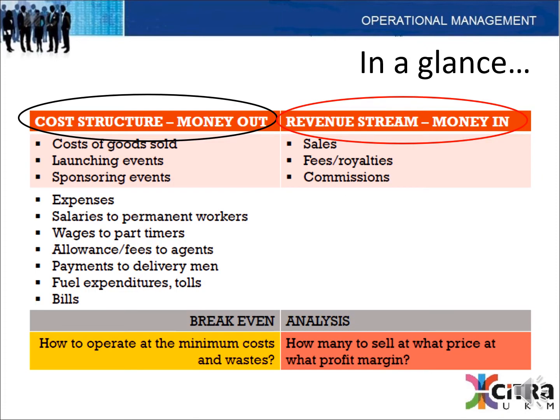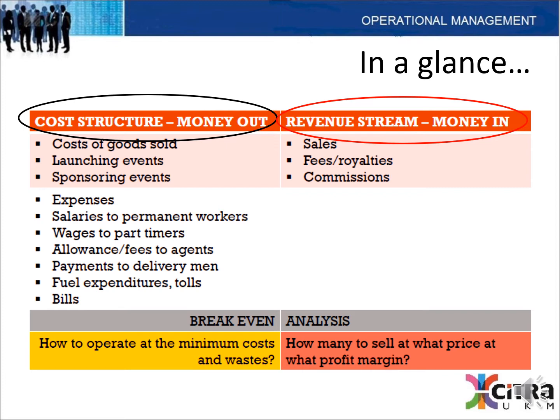Okay, now I will tell you what the cost structure and the revenue stream are at a glance. In the cost structure, you will have the cost of goods sold, the COGS. You will have a launching event and sponsoring events. Then there are the expenses: anything to do with salary, wages, allowances, the payment of the delivery man, and so on. That is the cost structure.